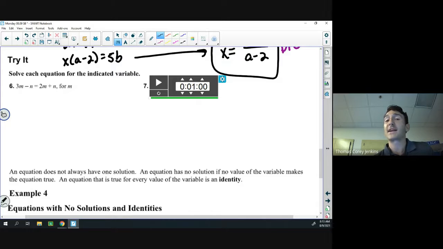I'd probably subtract 2m from both sides. That would give me 1m. Let's go ahead and add n to both sides as well, just to save us a little bit of room here. So that's going to give me 2n on the other side. And that's all she wrote. We're already solved for m there.